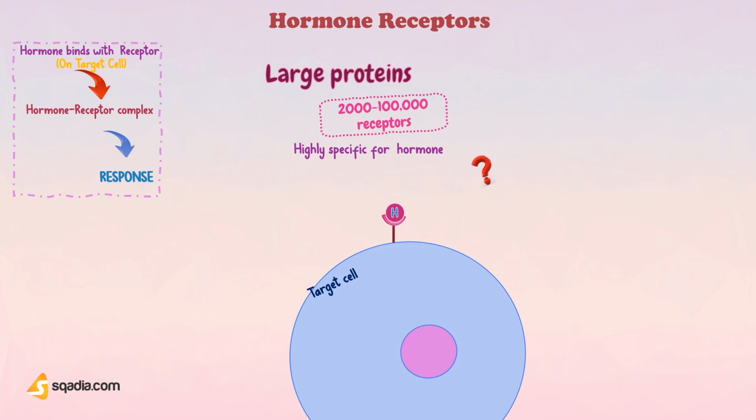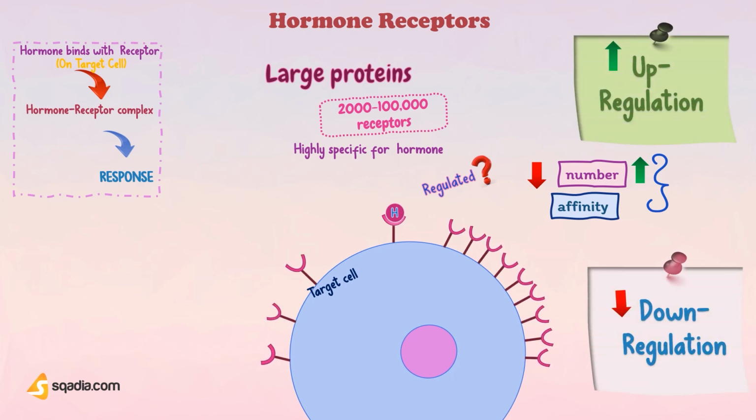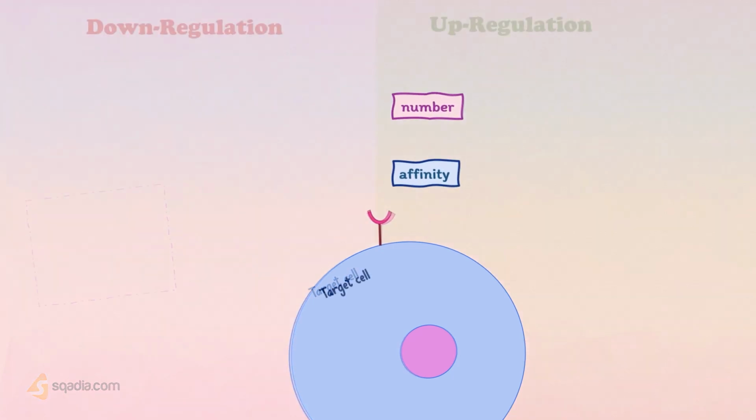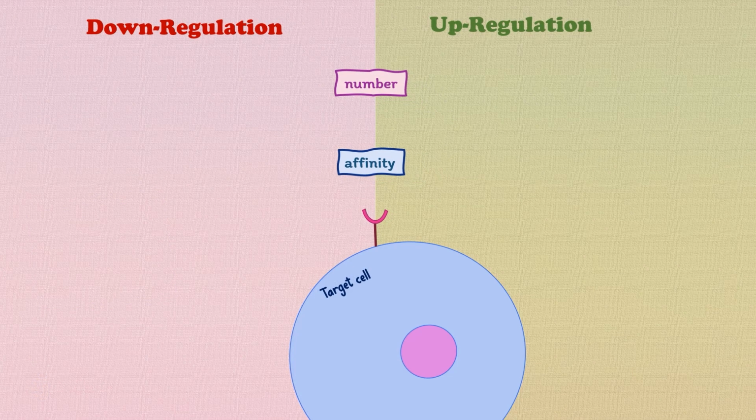Do the receptors remain the same on cells? The answer is no, because receptor proteins are not static components of the cell. Their number increases or decreases in various conditions as needed, to be regulated. A change in the number or affinity of receptors is called downregulation or upregulation. Let me explain the difference between these types of regulation.